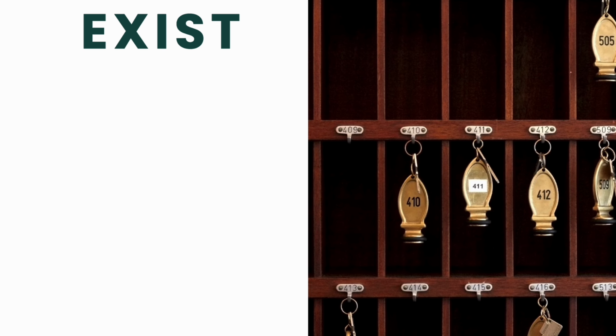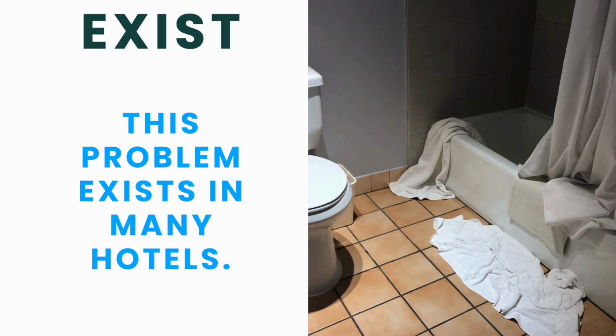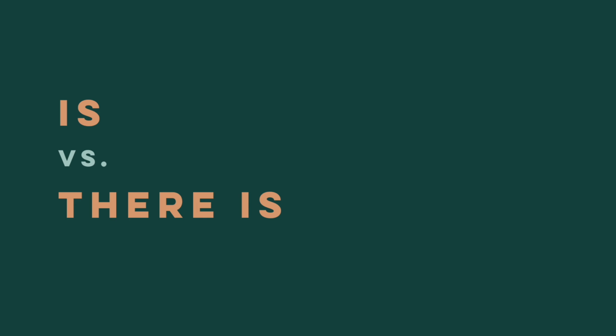Let's have a look at a couple of more examples with the word exist, so then we can feel how we can actually use the word exist. For example, this room number doesn't exist. Or one more example, this problem exists in many hotels. I hope it's clearer now for you. And let's move to one more common mistake when you try to start your sentence with is instead of there is. Let's learn the difference between them.